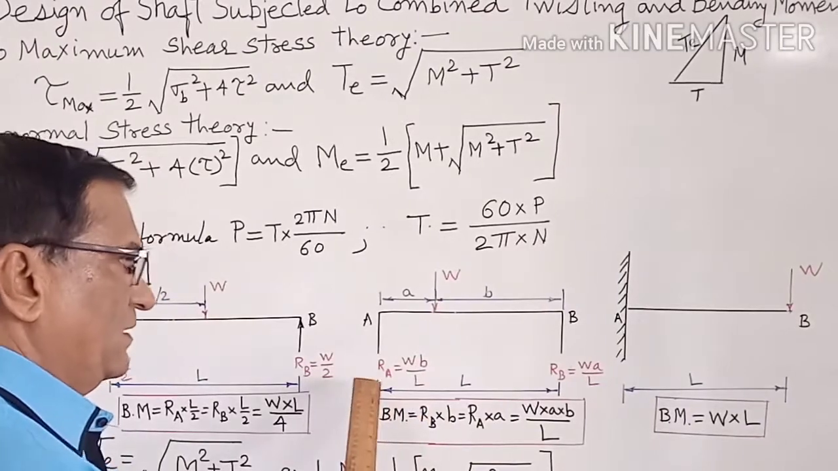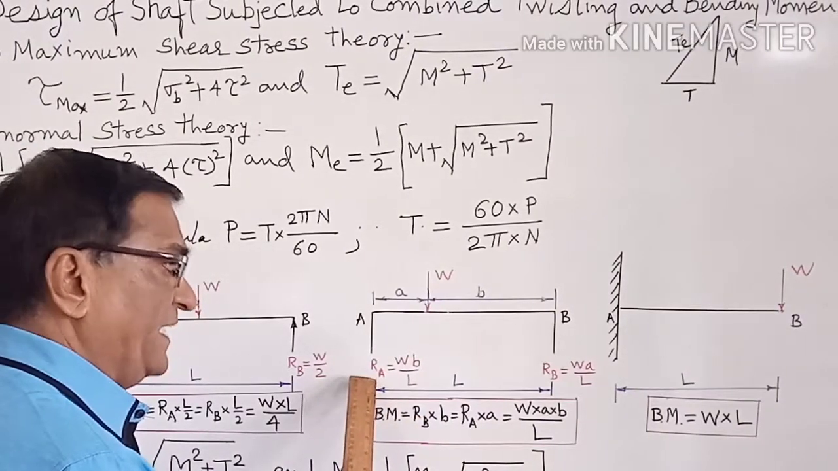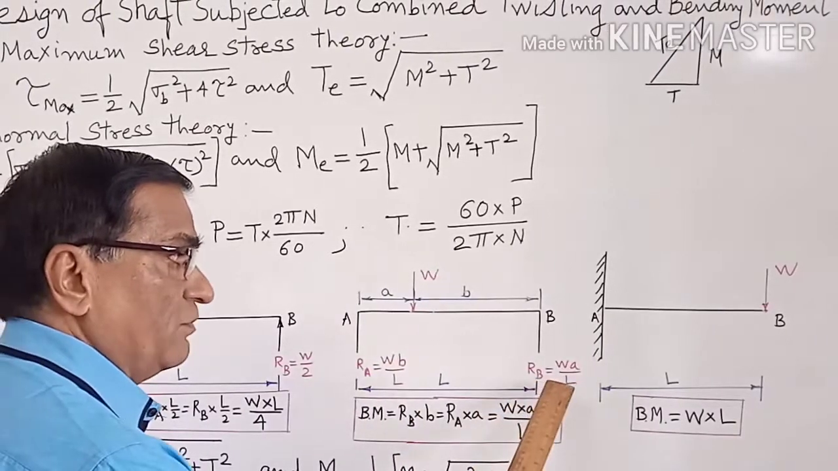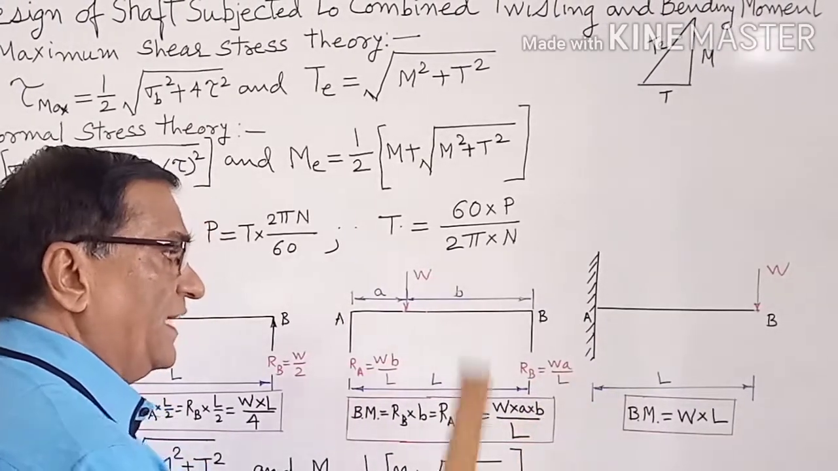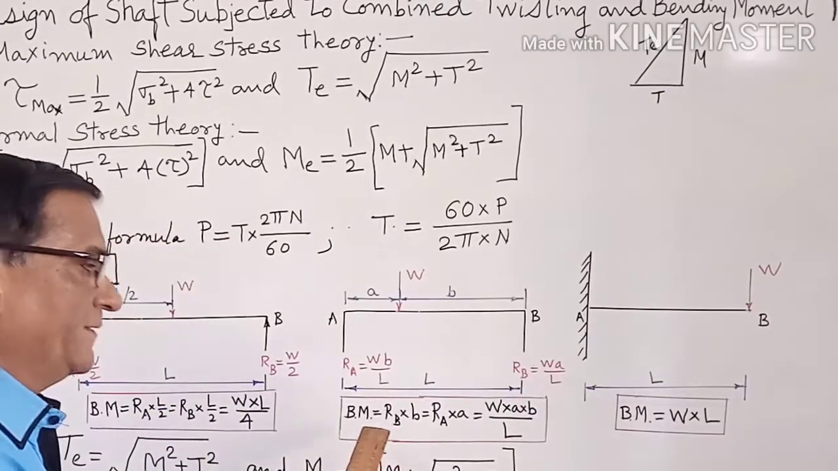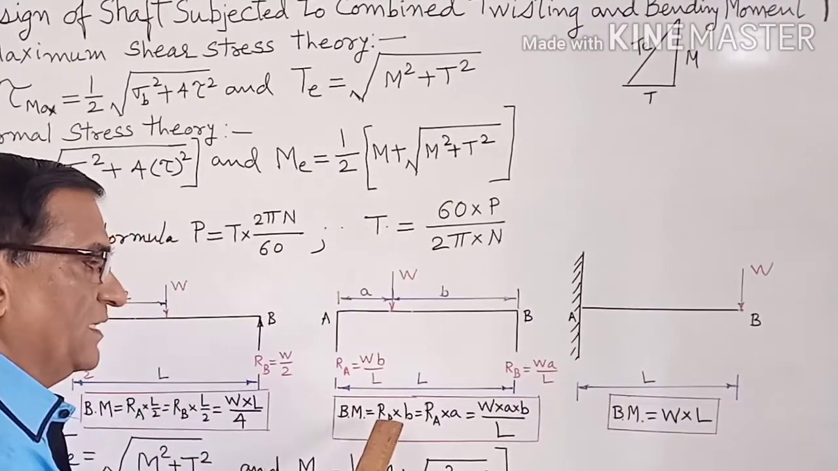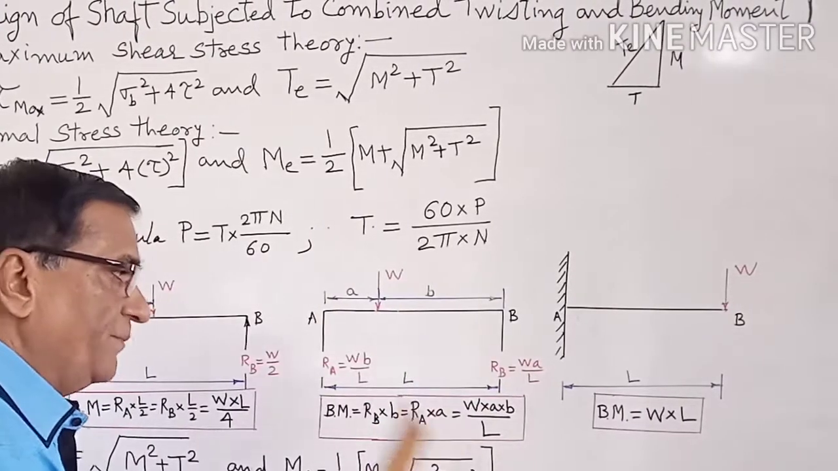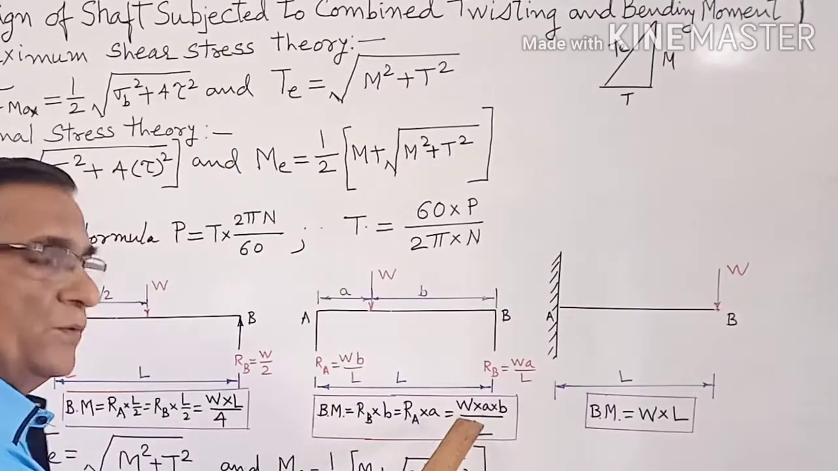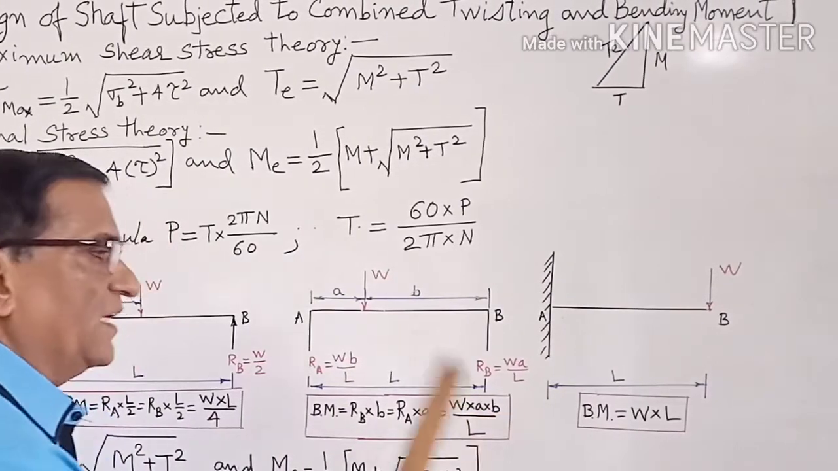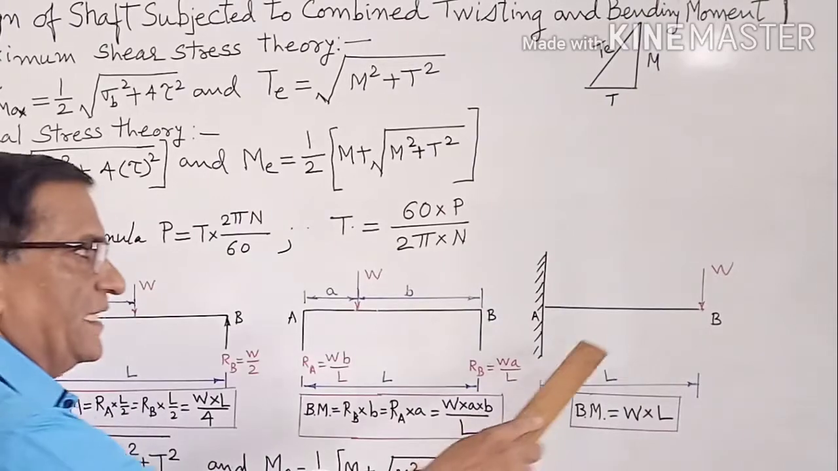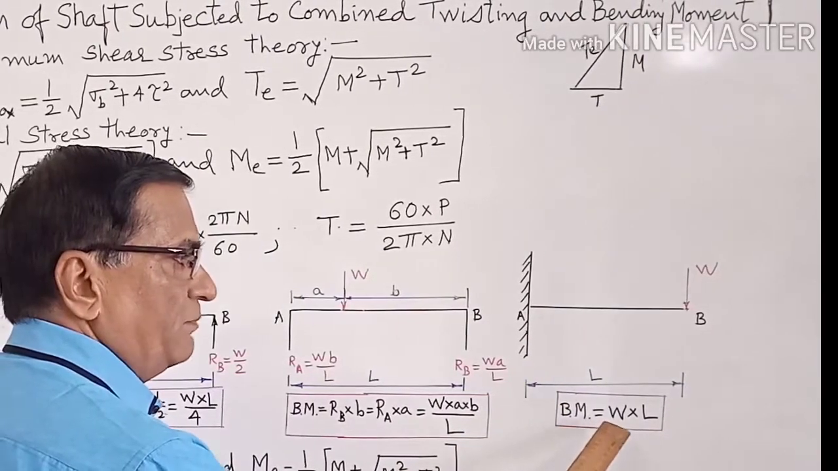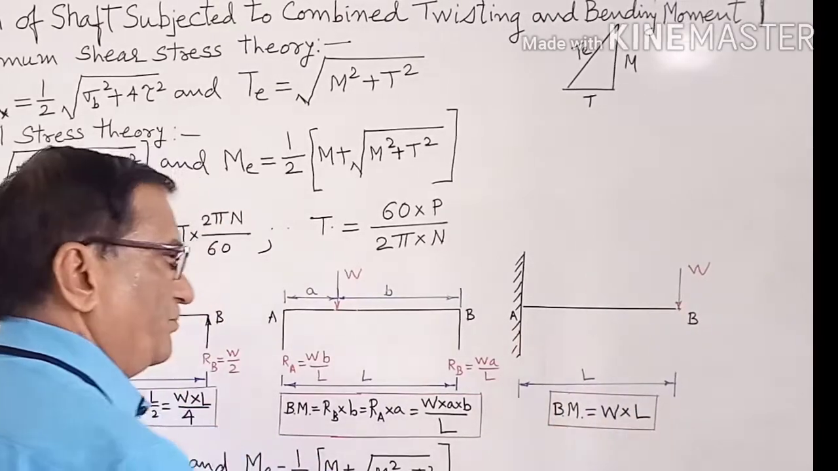In this case, the value of RA is equal to W into B upon L, and RB is equal to W into A upon L, and the maximum bending moment comes out to be RB into B or RA into A. That comes out to be W into A into B upon L. And in case of cantilever, the maximum bending moment will be W into distance L.